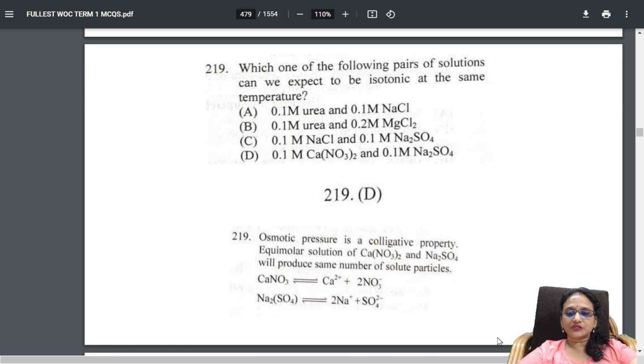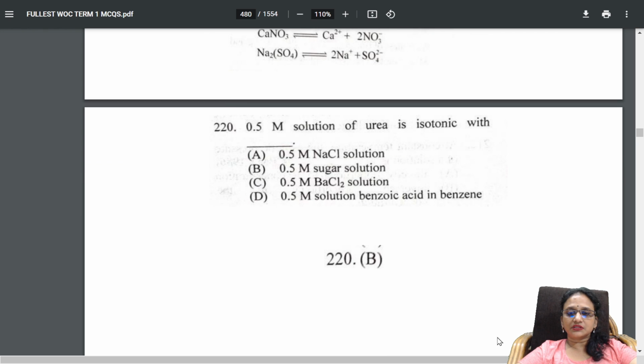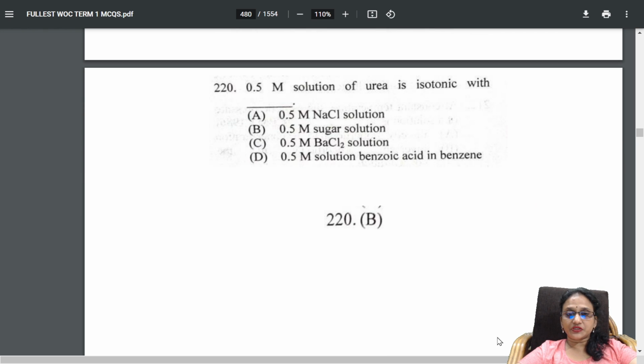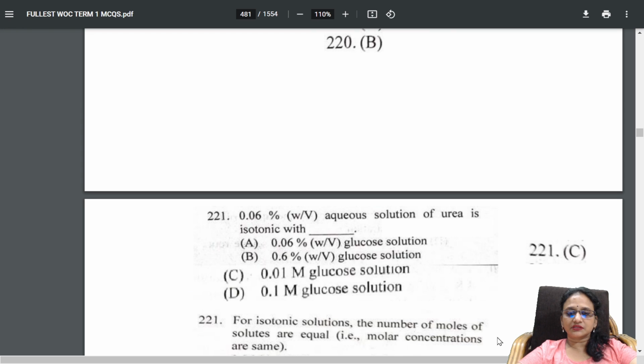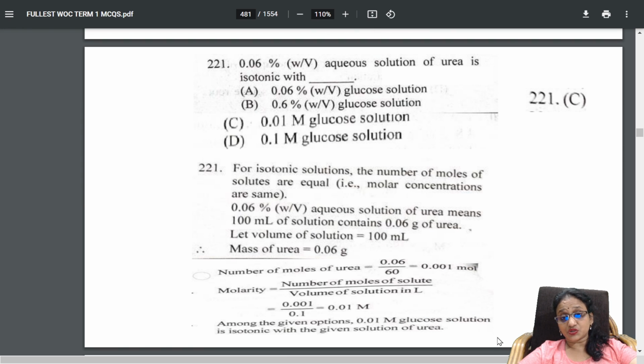Next comes dissociation of ions and which one is isotonic in nature. This question was asked in a previous year. Further questions are based on isotonic solutions.